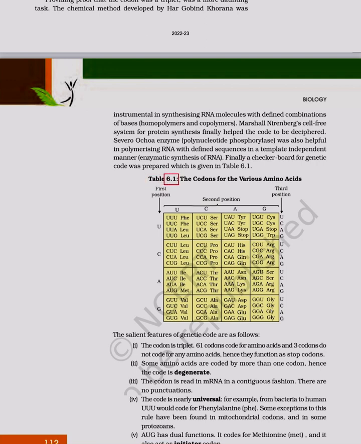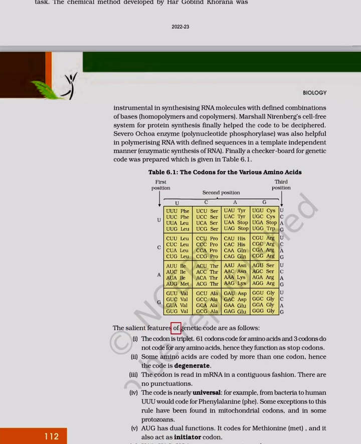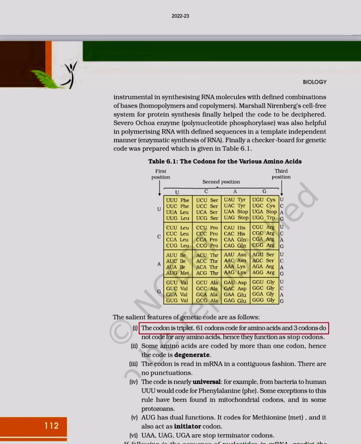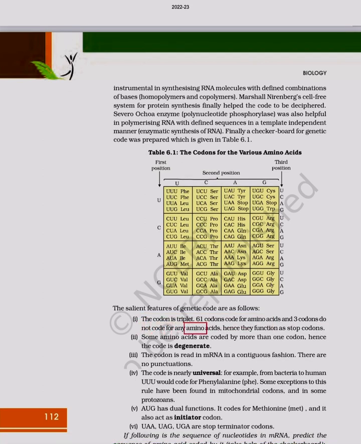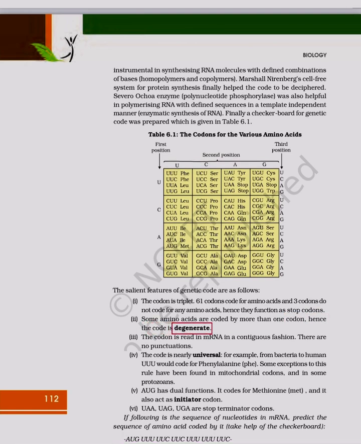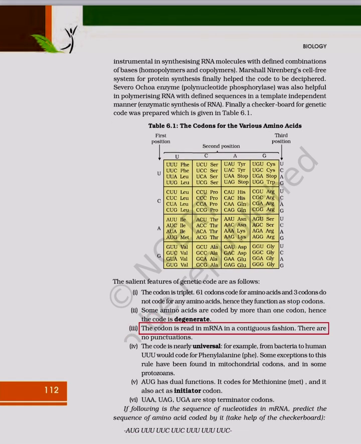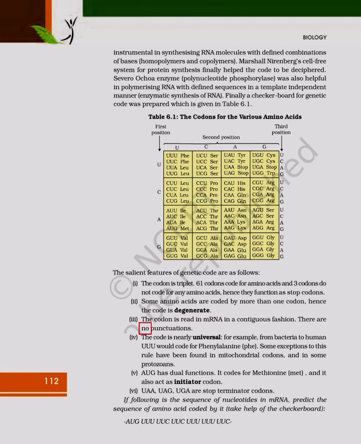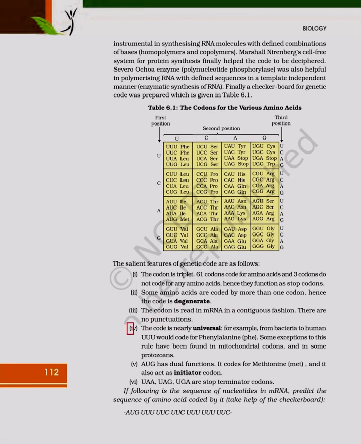Table 6.1. The codons for the various amino acids. The salient features of the genetic code are as follows. One, the codon is a triplet. 61 codons code for amino acids and 3 codons do not code for any amino acids, hence they function as stop codons. Two, some amino acids are coded by more than one codon, hence the code is degenerate. Three, the codon is read in mRNA in a contiguous fashion. There are no punctuations.